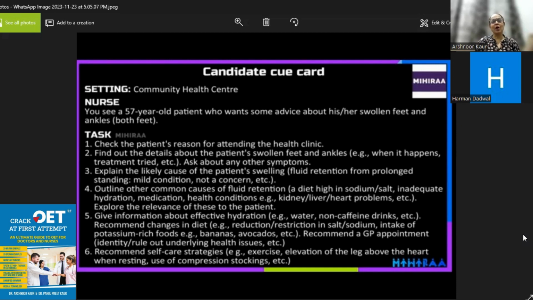In the series of OET role plays, I have chosen the topic for nurses today, and it's quite an interesting topic. The setting is a community health center, and a nurse is attending a 57-year-old patient who has swollen feet and ankles. So in this case, the nurse will first of all examine the patient and then go with the rest of the conversation.